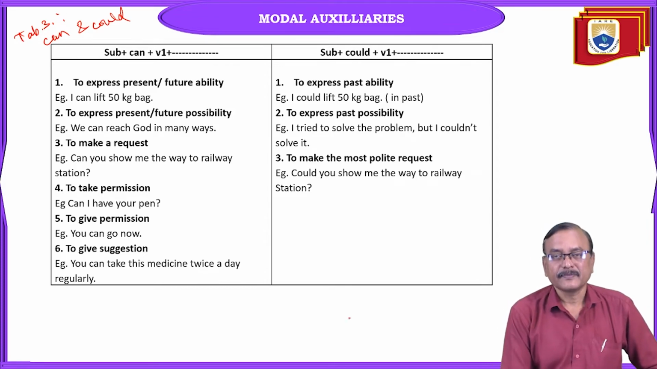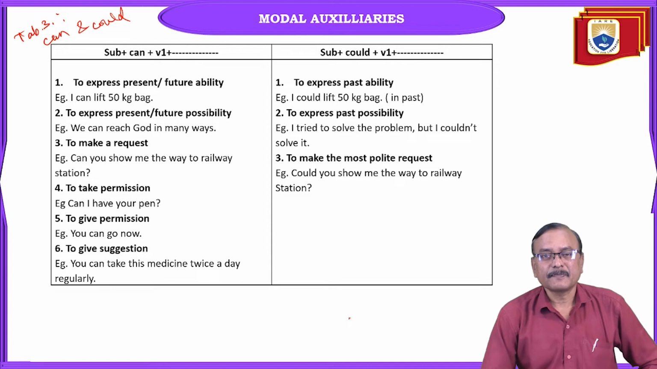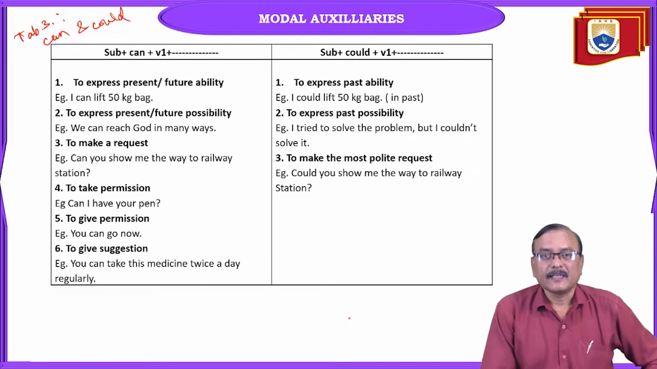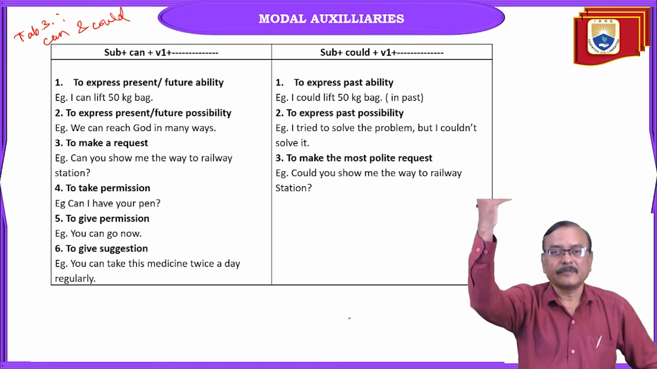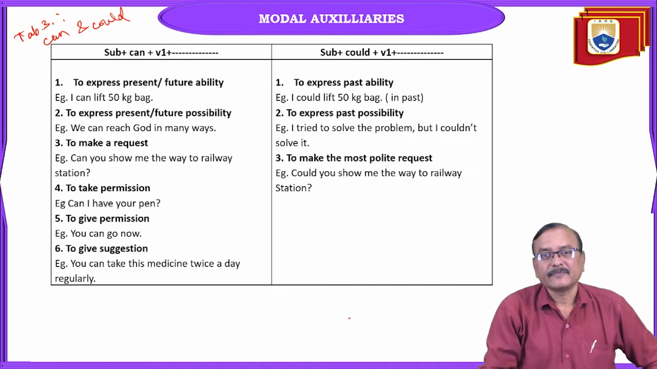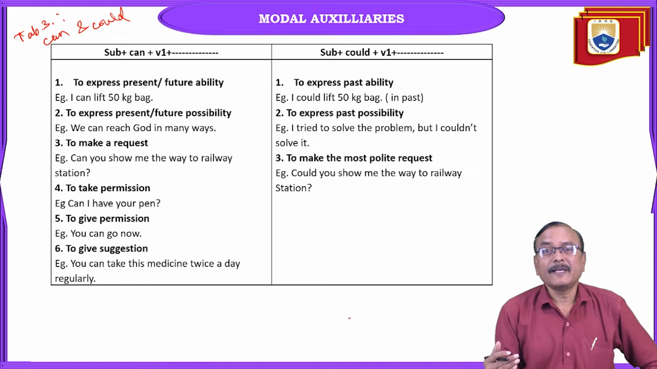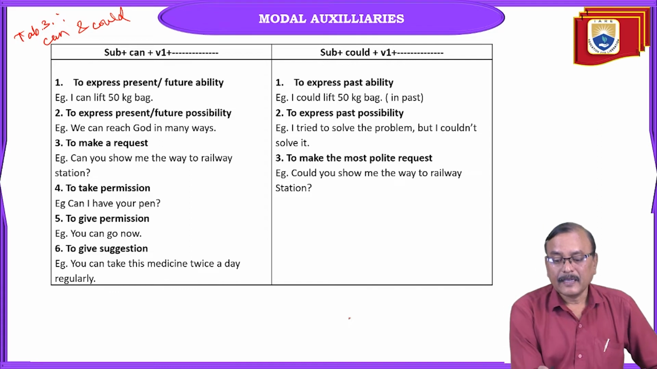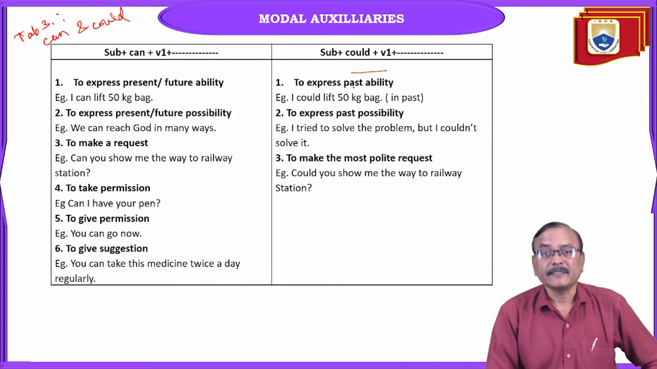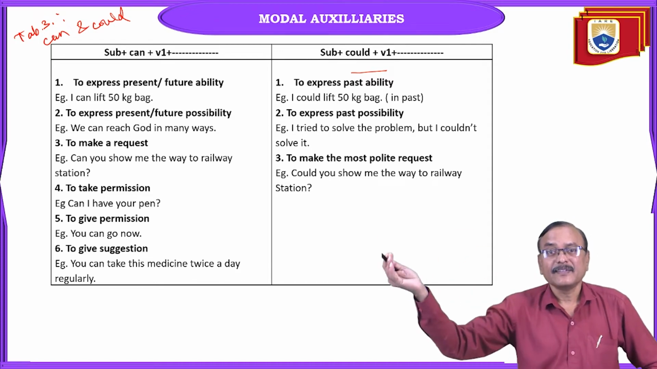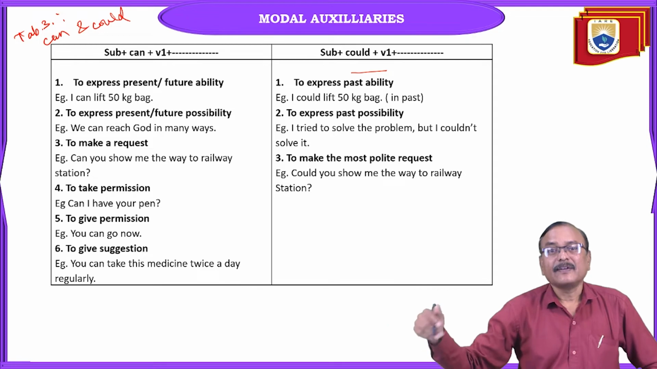Can plus V1. I can solve this problem. Is it clear? I can climb that mountain. I can climb that wall. That is ability. It shows present or future ability. And coming to this side, could plus V1, to express past ability. Past means here.